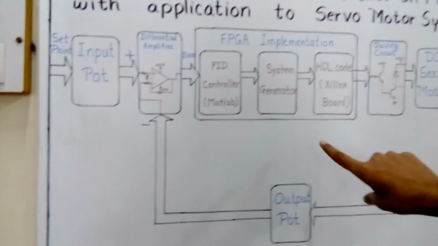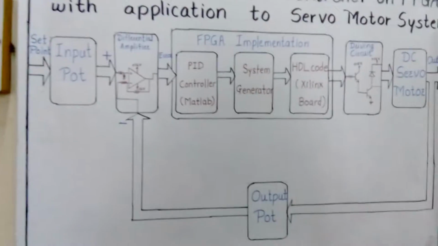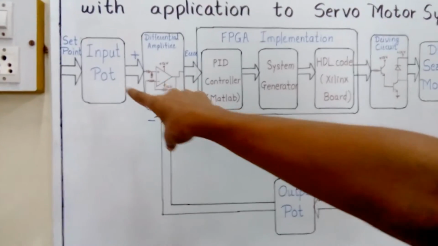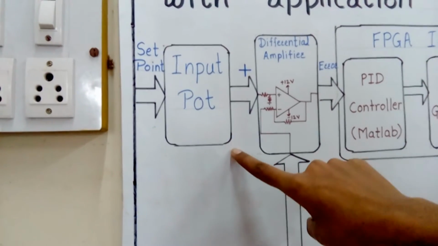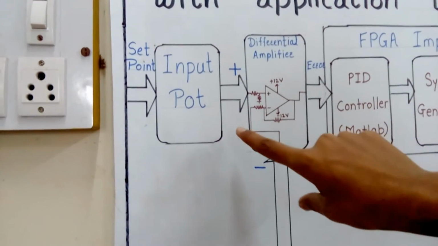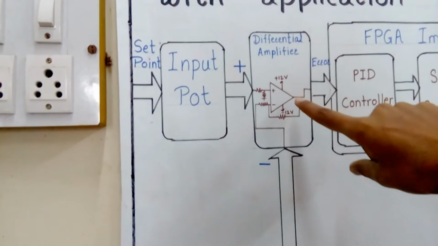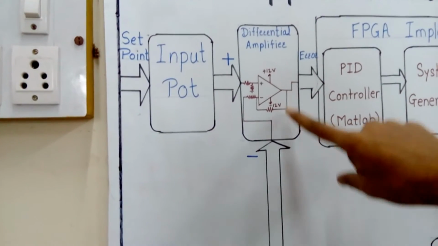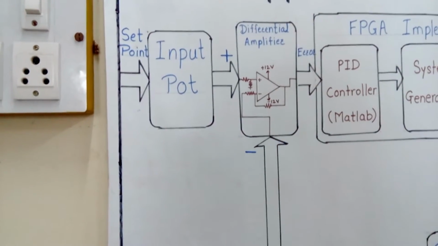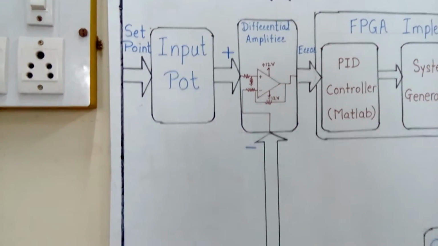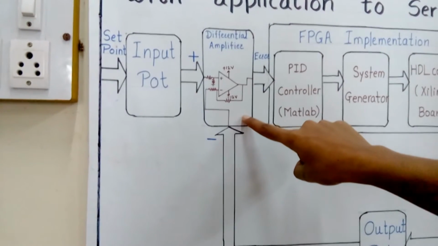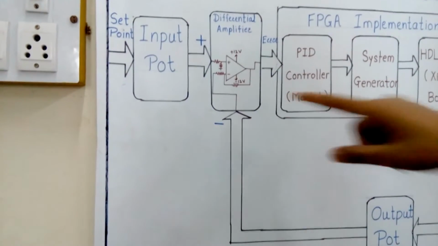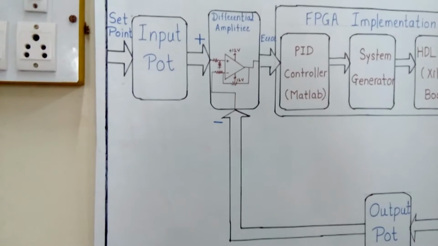Here is the whole block diagram of our project. Here the set point is given to the input port. The input port is used to give different set points. These set points are given to the differential amplifier. The other input of the differential amplifier is the output of the output port, which is used as feedback. This differential amplifier is used as a subtractor and gives the error signal to the PID.